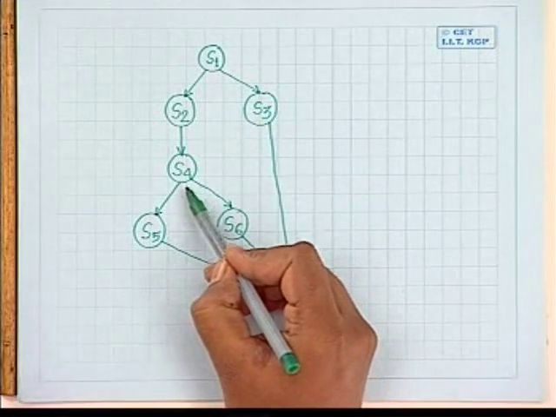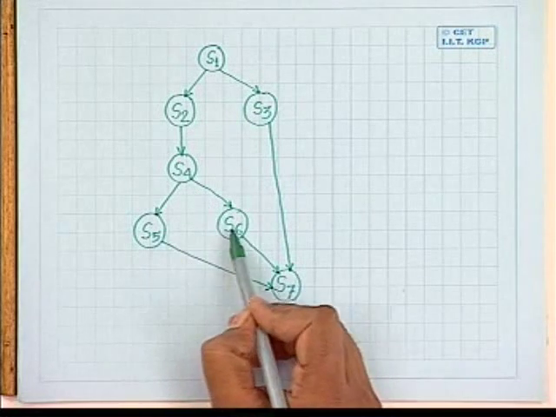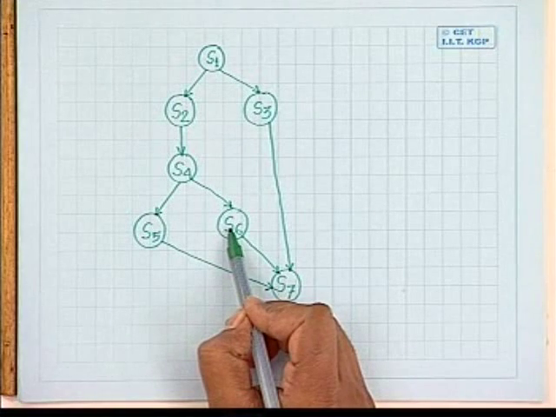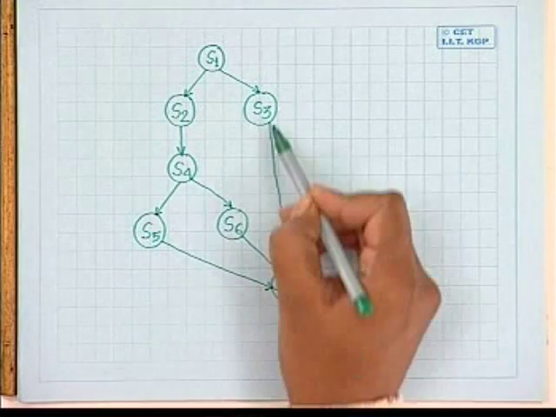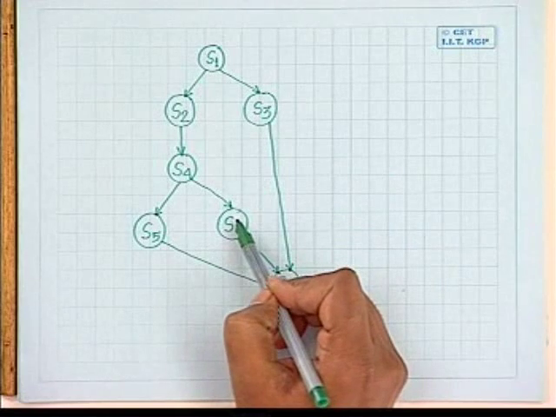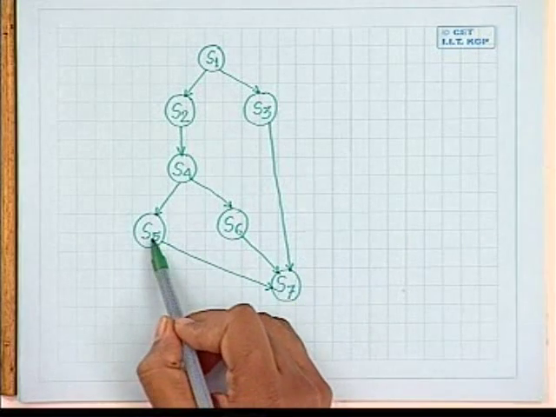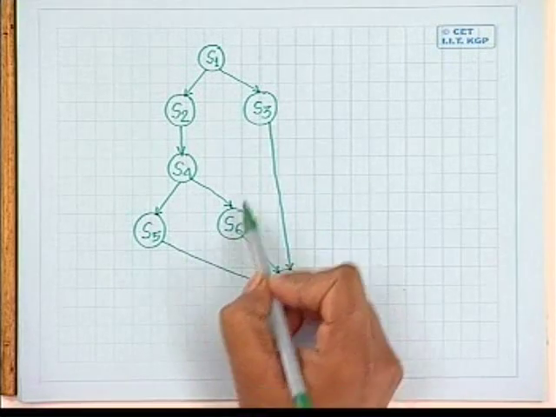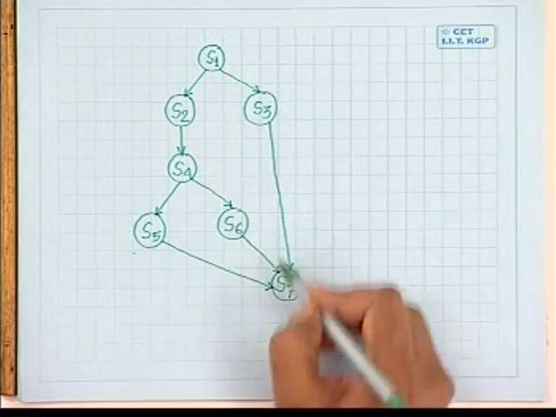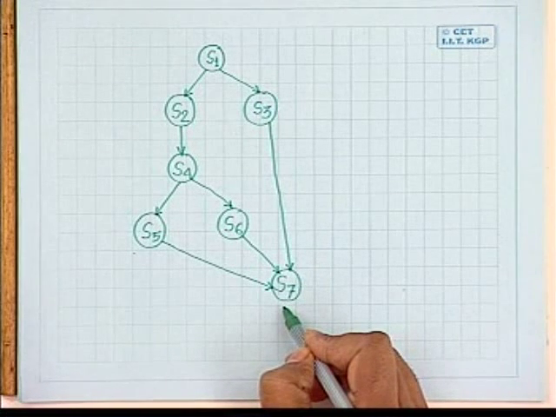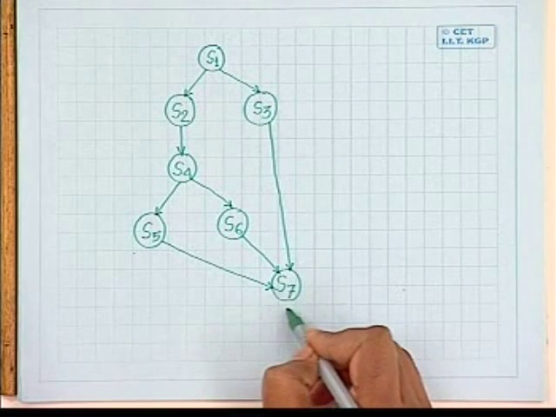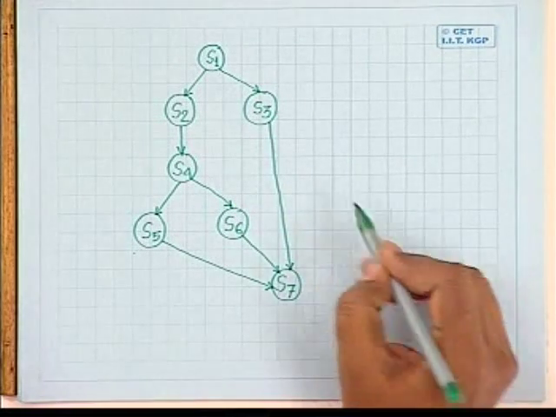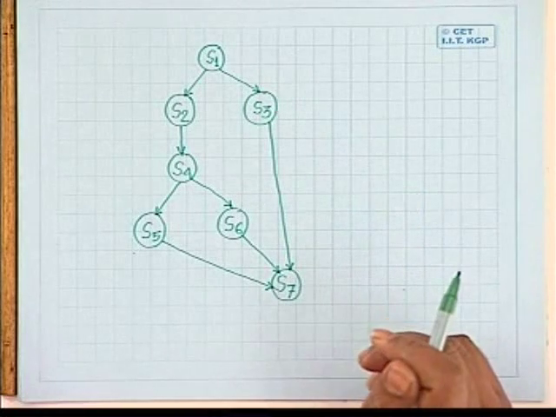Okay. After S4, I can have two more concurrent tasks. One is S5, the other one is S6. Again, S5, S6 and S3 can be executed concurrently. Okay. After completion of all these three, when S5, S6 and S3 are all complete, then only I can execute S7. Okay. So S7 cannot be executed concurrently with any of them. Okay. So that is what this precedence graph means.